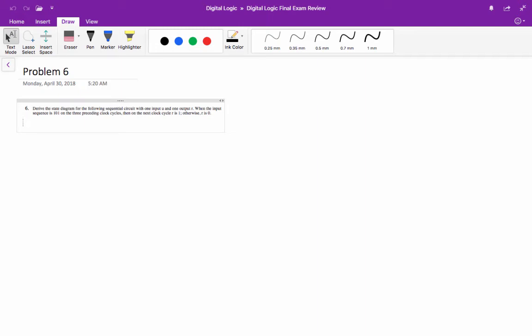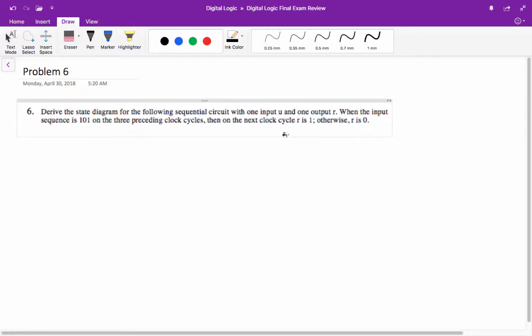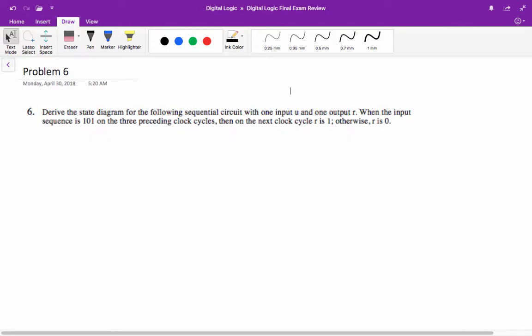This is problem 6 on the exam review worksheet, and in this problem we'll be designing a state diagram for a sequential circuit with one input U and one output R. When the input sequence is 1, 0, 1 on the 3 preceding clock cycles, then on the next clock cycle R is 1, otherwise R is 0. And we will be looking for overlapping sequences because for this problem you can have those. Also, this one is a Moore machine.